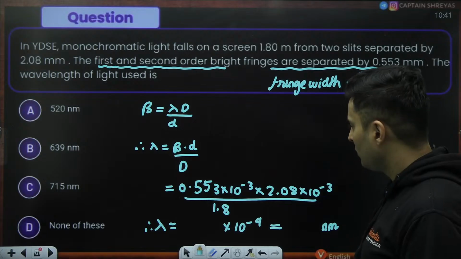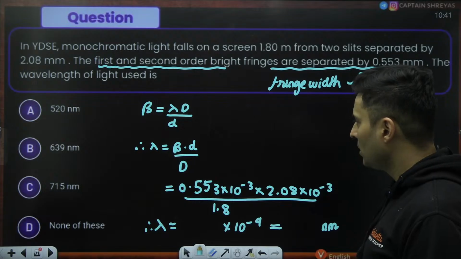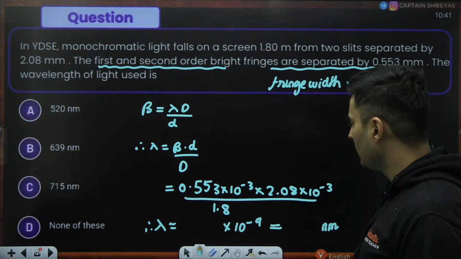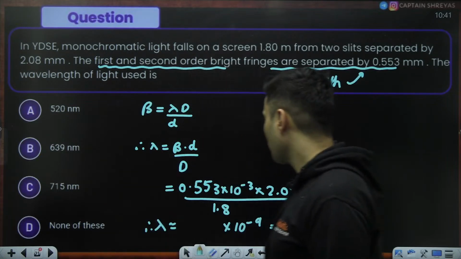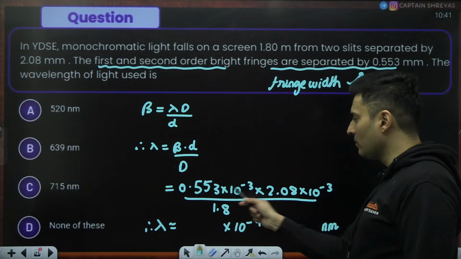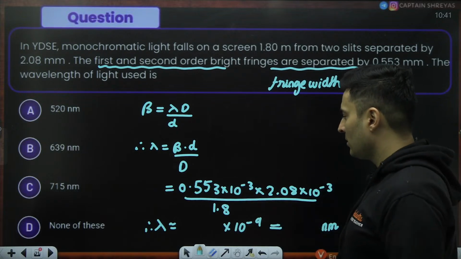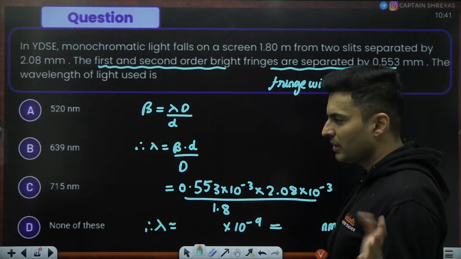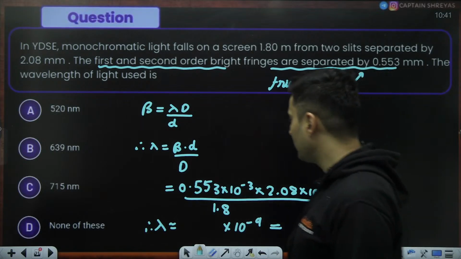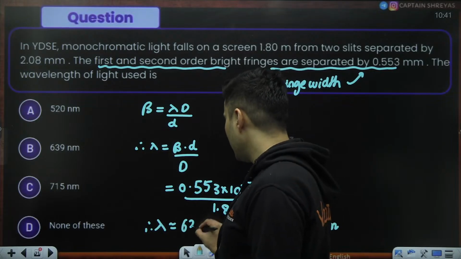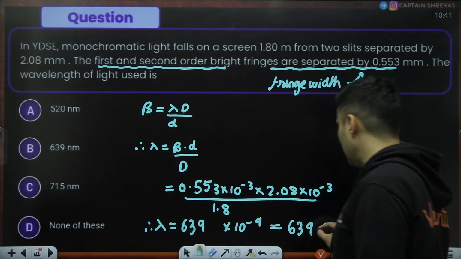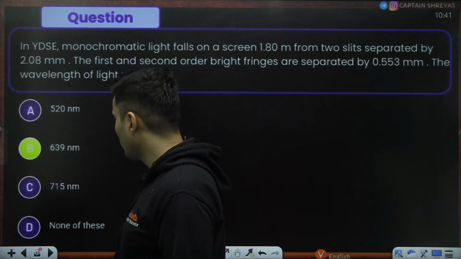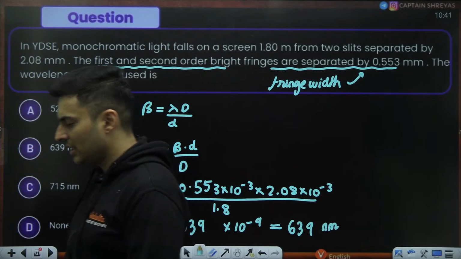Okay. So 18 6 is close enough to 6. I think something like 639 it might be. Just check this out. Because this is 0.55, right? So it will be slightly more than 100, so 105 and something like that. So obviously close enough to 6, and I think it should be 639. So just check if it is 639 nanometers. Close enough to 639.